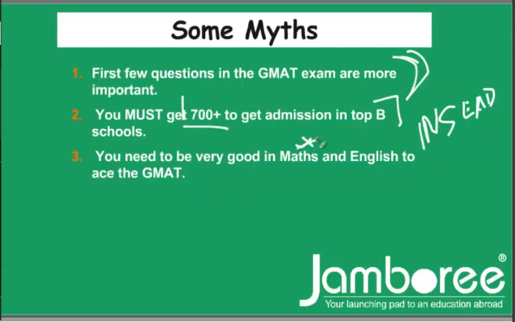The GMAT is not a maths test or an English aptitude test, right? The GMAT is a reasoning test. Whether it's a maths question or the English section, it's a reasoning test. Your reasoning ability gets tested, right? So you need to have a very good reasoning ability to get a good GMAT score. And reasoning ability is what is needed to become a good manager also, right?